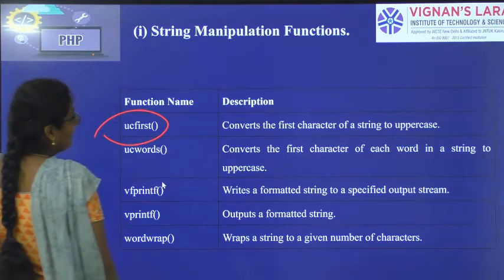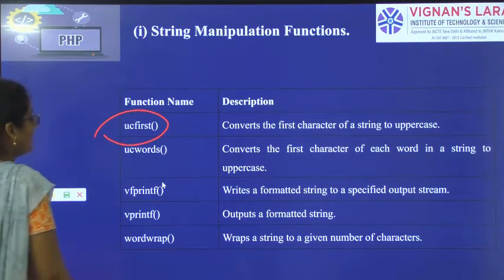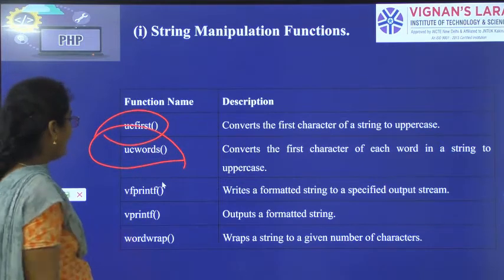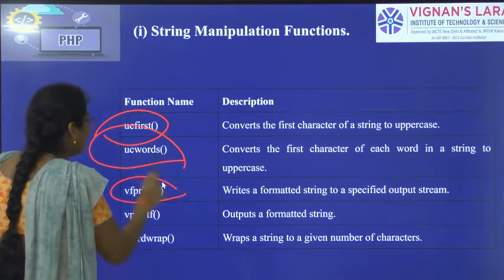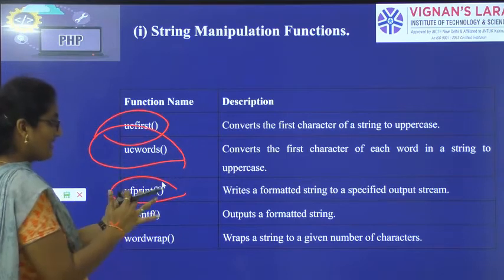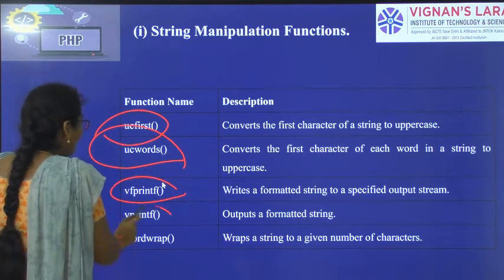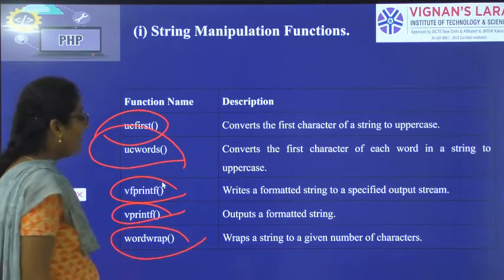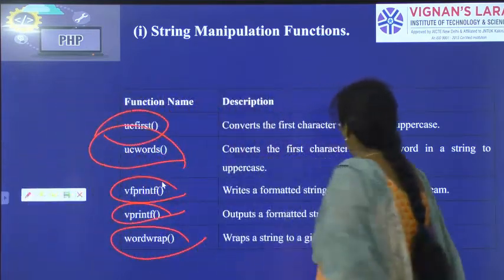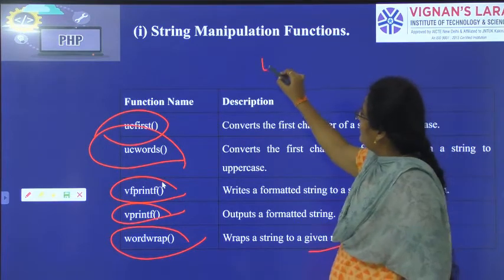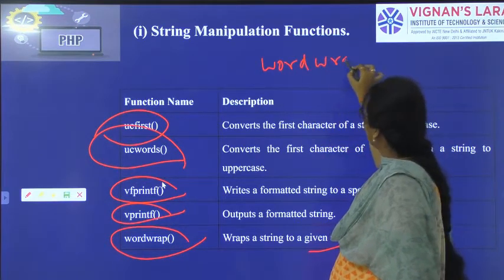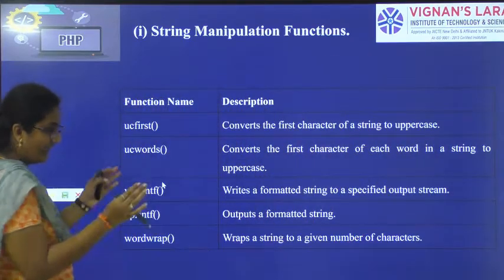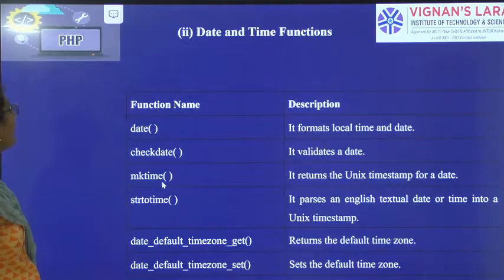ucfirst converts the first character of the string into uppercase. ucwords converts the first character of each word in the string into uppercase. vfprintf writes a formatted string to a specified output stream. vprintf outputs a formatted string. wordwrap wraps a string to the given number of characters. So wordwrap is the function used to wrap the string into the desired number of characters.